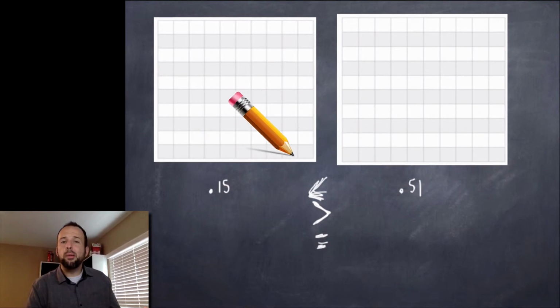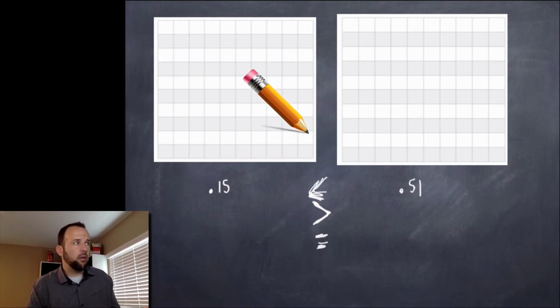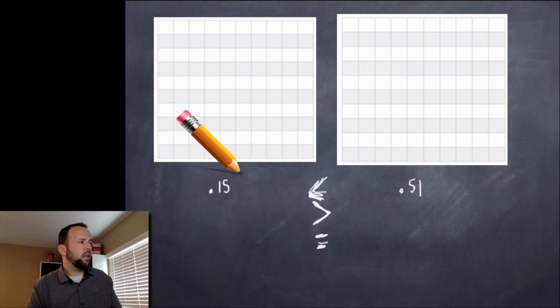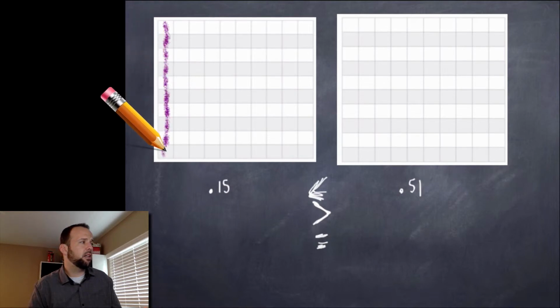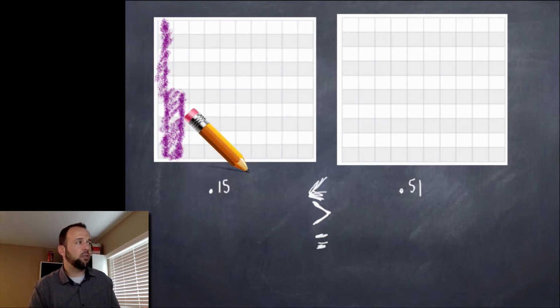To do this, I'm just going to represent these two numbers on my area model here, and then compare what we're looking at. So if I started over here, I would have 15 hundredths. Since this is separated into hundredths, I could just color in 15 hundredths, 1, 2, 3, 4, 5, 6, 7, 8, 9, 10, 11, 12, 13, 14, 15. So it would be these 15 right here. That's how I could represent 15 hundredths. I could also know that one of these is 10, so I could have gone 1 and then 5 more. Either way would have worked.